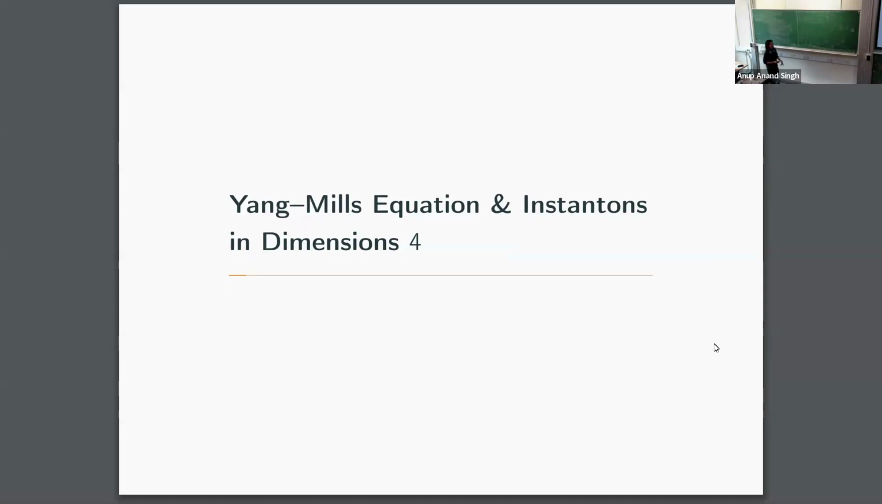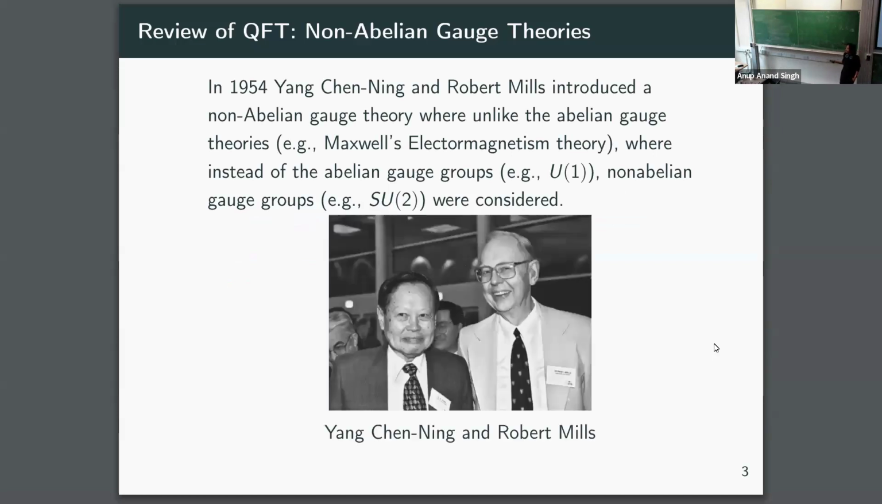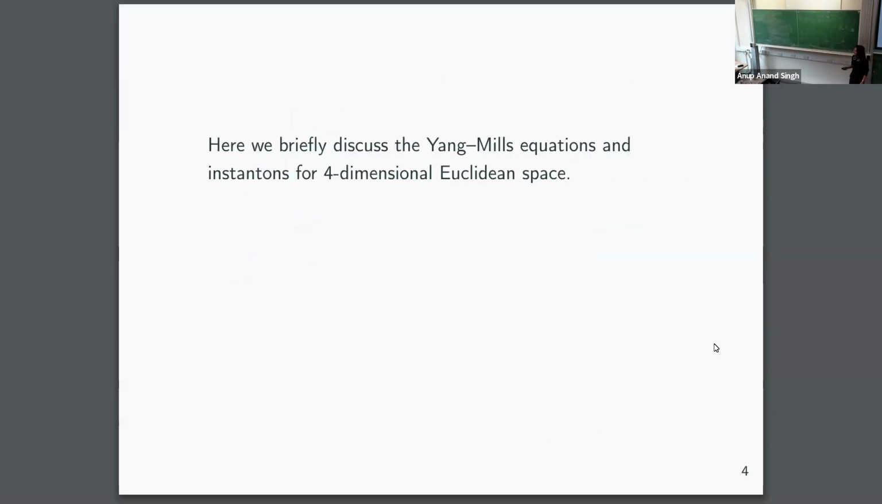So first, review Yang-Mills equation and instantons in dimension 4. It was the generalization from the abelian gauge theory, for example Maxwell's theory, where the gauge group is U(1), an abelian group. Yang and Mills considered gauge theory with non-abelian gauge groups, in particular SU(2).